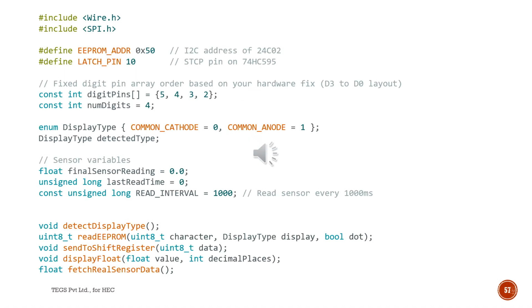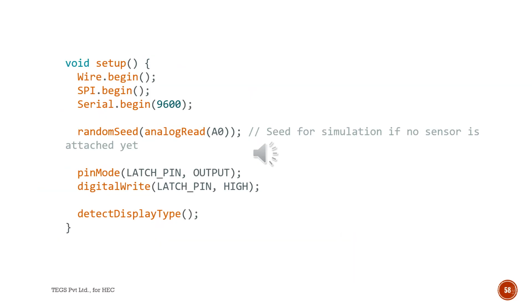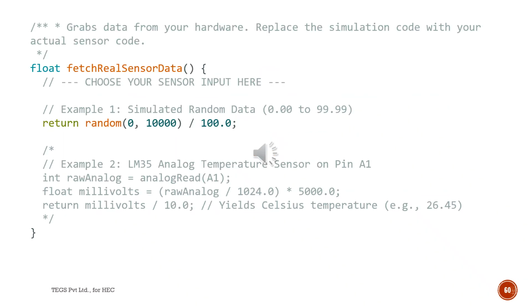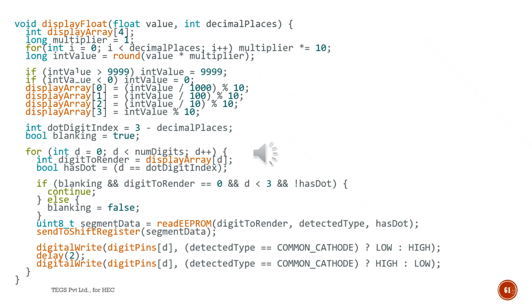This is the first page of the code. This is the second page of the code with setup. This is the third page of the code with loop section in it. This is the fourth page of the code with continuation of the loop section.